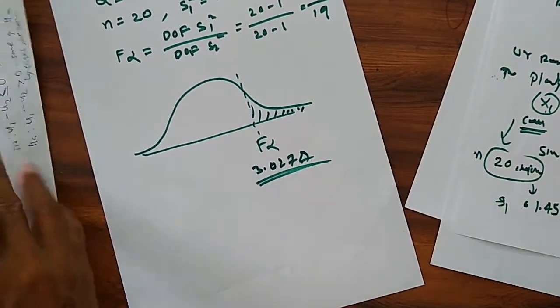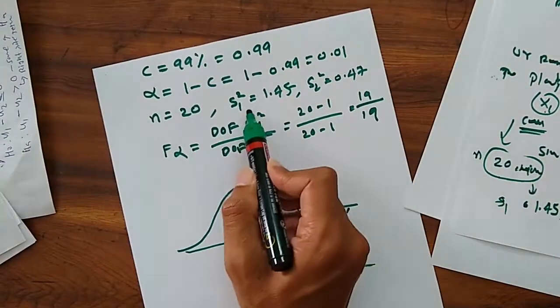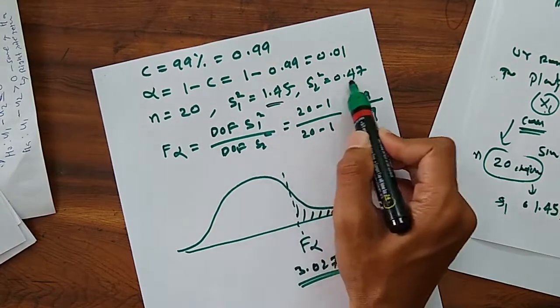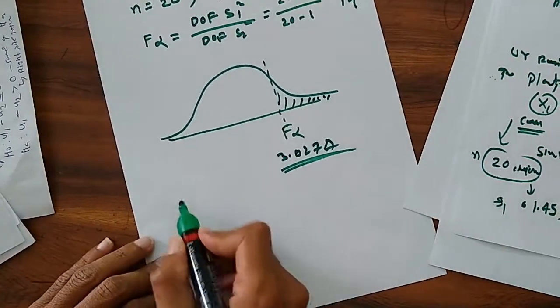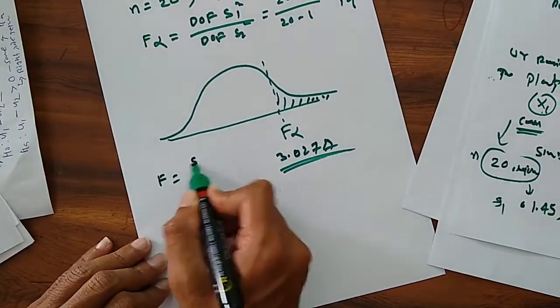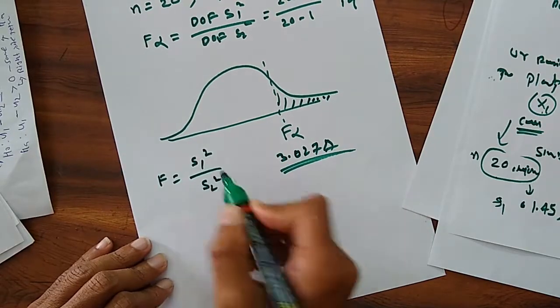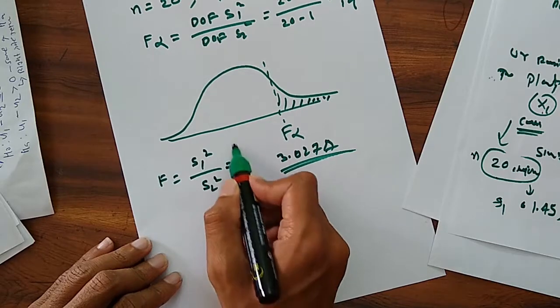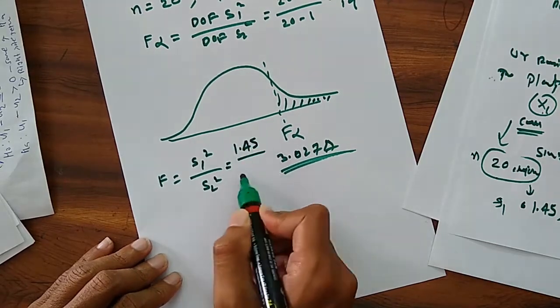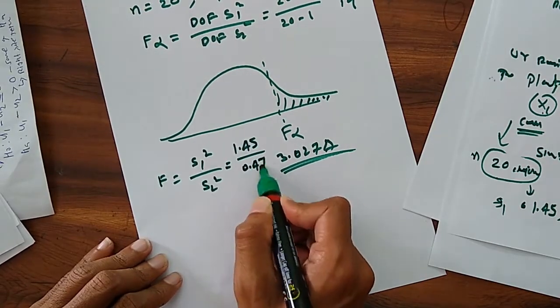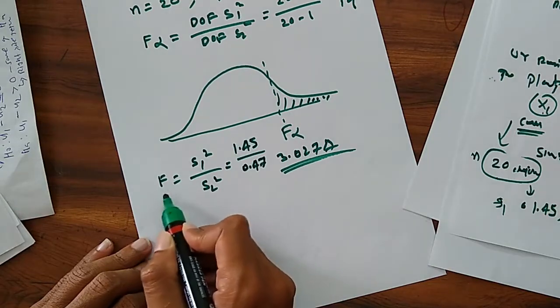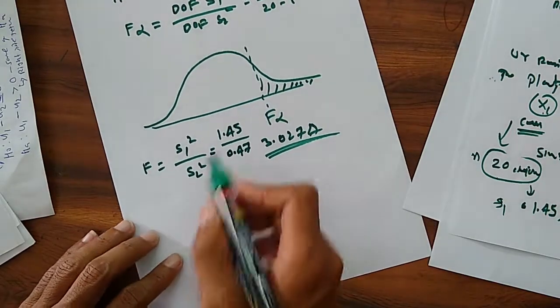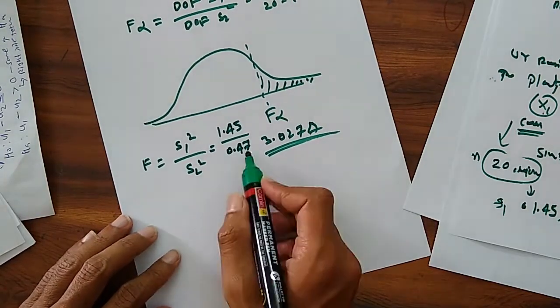Now we know the variance of the first sample and the variance of the second sample, so we can calculate the value of f. In this case, what is our first sample variance? 1.45 divided by 0.47. This value we will get f.